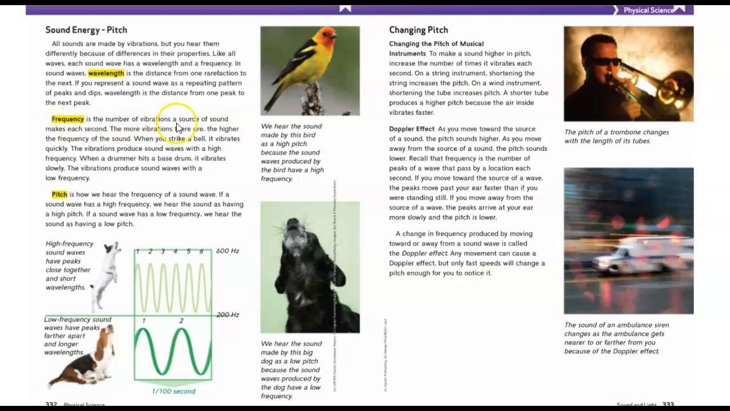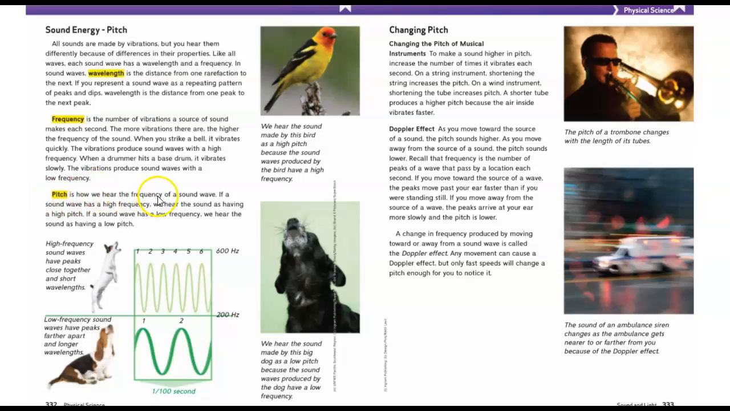Frequency is the number of vibrations a source of sound makes each second. The more vibrations there are, the higher the frequency of the sound. When you strike a bell, it vibrates quickly. The vibrations produce sound waves with a high frequency. Now you can hear him. When a drummer hits a bass drum, it vibrates slowly. The vibrations produce sound waves with a low frequency.